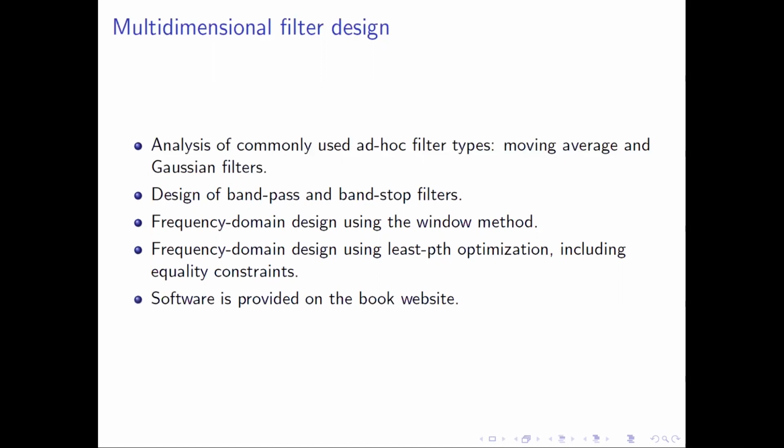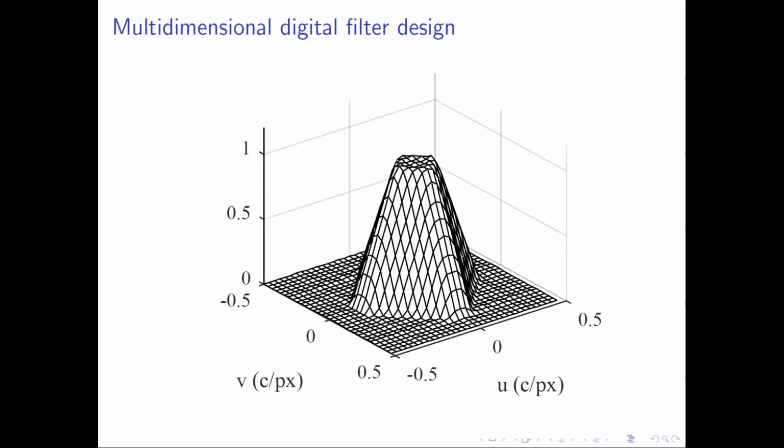The filter design methods described in the chapter were implemented in MATLAB, and the software used is provided on the book's website. This figure shows an example of a low-pass filter designed with the least peak optimization method described in the chapter. The ideal response here has diamond-shaped passband and stopband edges.